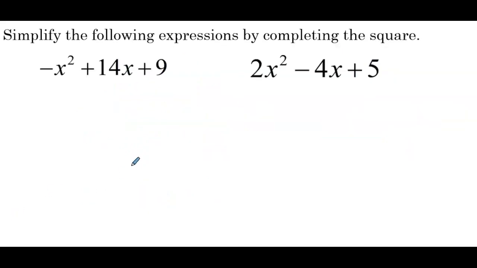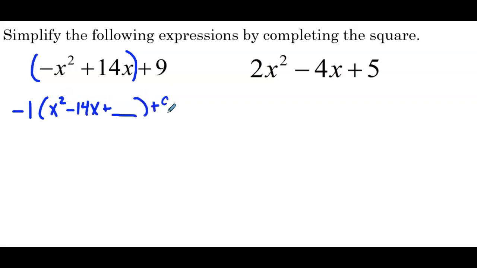So simplify the following expressions by completing the square. So now we have a leading coefficient. So we'll start by putting a set of parentheses around negative x squared plus 14x. We need the coefficient of x squared to be 1, so we'll factor out a negative 1. x squared minus 14x plus some value, plus 9.